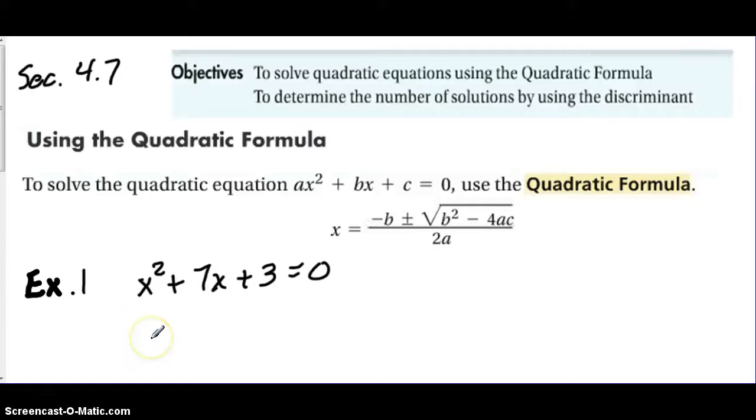Welcome to learning about using the quadratic formula to solve quadratic equations. Before, we've had these quadratics where we've tried to factor them and set each factor equal to 0 to find our values for x.